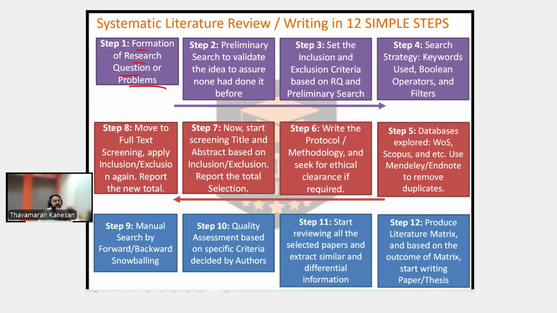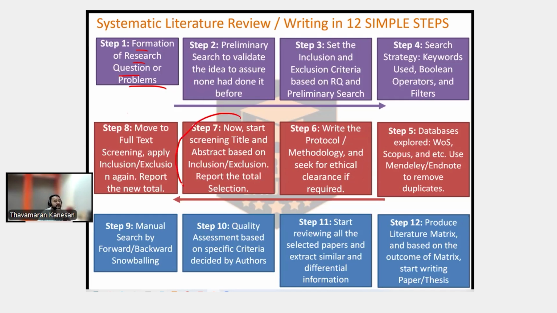Then from there, write the protocol, which I showed you, the PRISMA protocol. And if you need to seek ethical clearance, please do. Don't miss out on seeking ethical clearance. Nowadays, if your research relates to human-based research, you must have ethics. It is very difficult to publish without ethics these days.